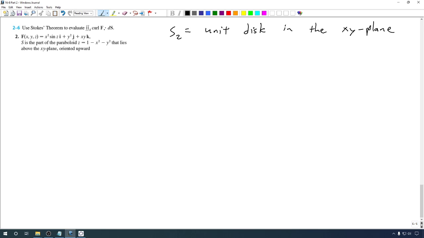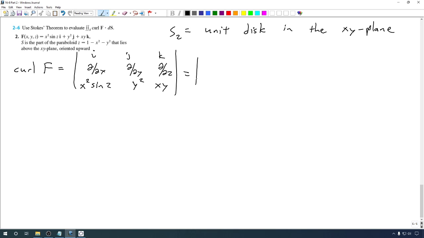We do actually need to know what the curl of F is. They haven't told that to us, so we'll have to compute another curl. But by this point, hopefully you're getting used to the process. We're going to put our vector field as our last row. We have our derivatives with respect to x, y, and z. We have i, j, k. So we have y squared, xy.